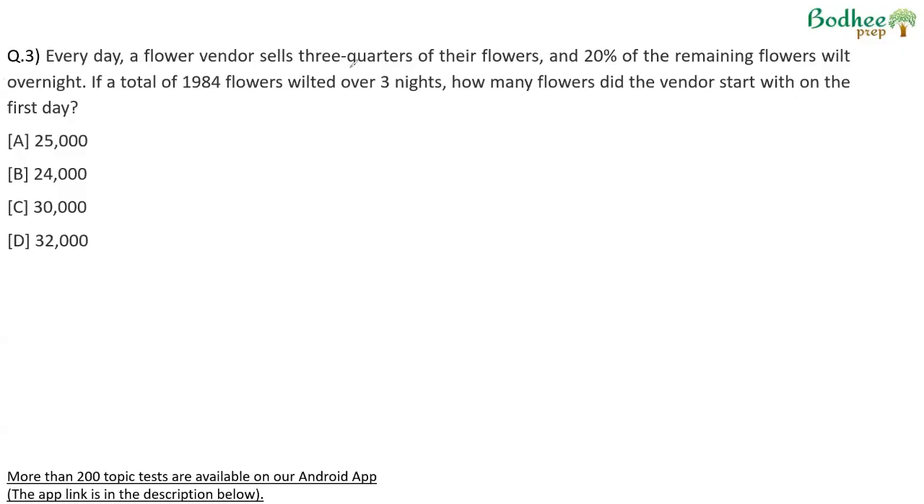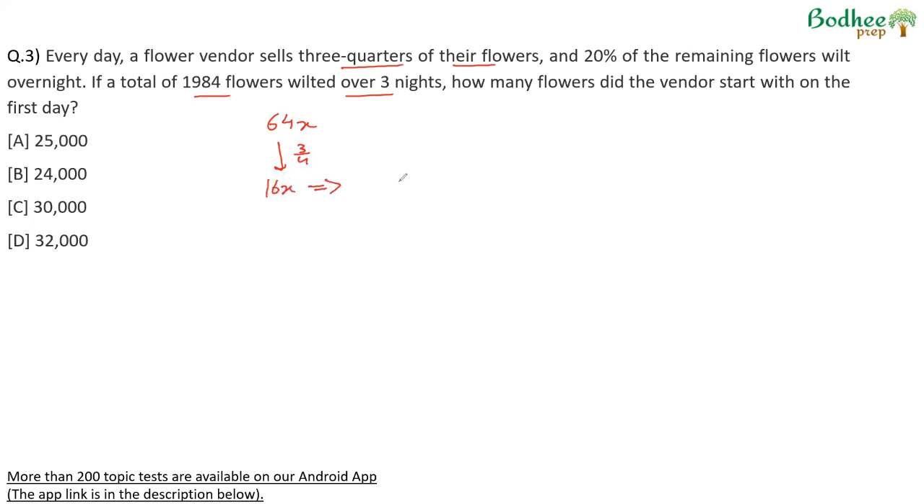Every day, a flower vendor sells 3/4 of their flowers and 20% of the remaining flowers wilt overnight. A total of 1984 flowers wilted over 3 nights. So suppose we have to find out 3/4 over 3 days. 4 cube is 64. So suppose we start with 64x as the number of flowers. On day 1, 3/4 are sold, and therefore 1/4, 16x, are left.